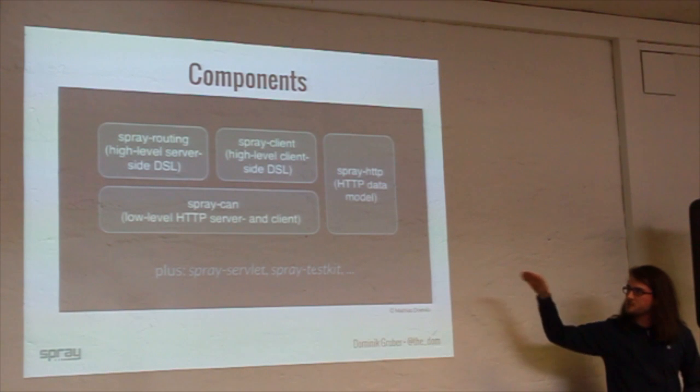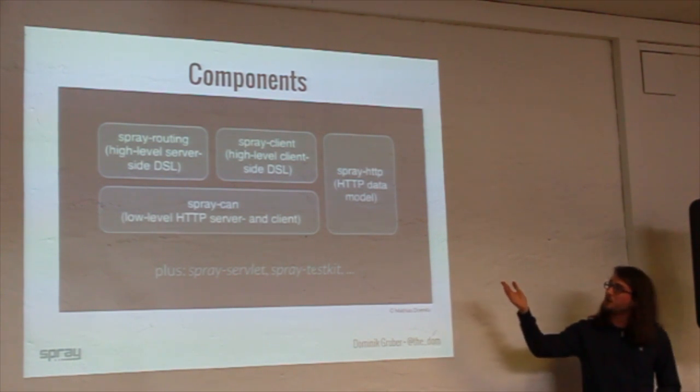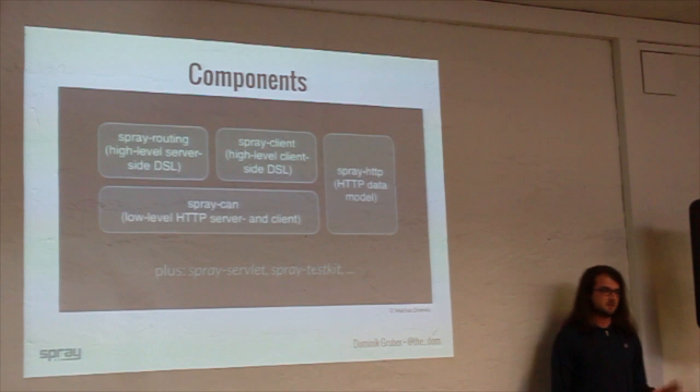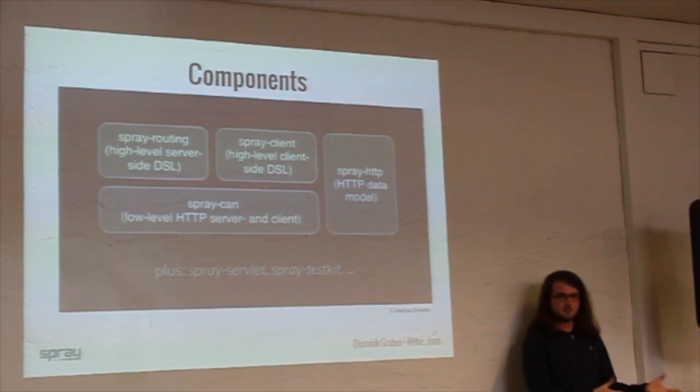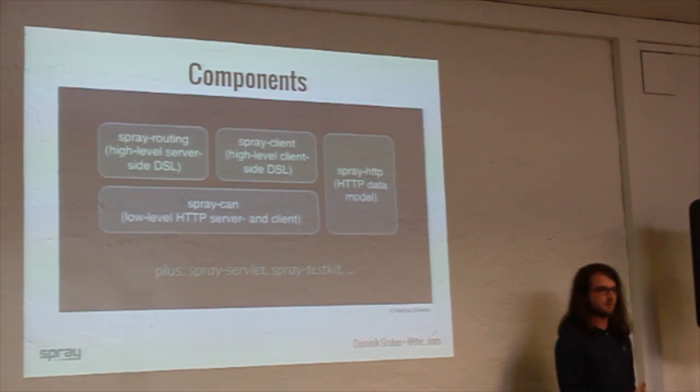Then on the bottom, you see SprayCan. SprayCan is a low-level HTTP server and client. So you could use those, but most of the time you would probably use either Spray routing or Spray client, depending what kind of stuff you would do. I'll show you later why that is. Spray client is obviously for client stuff if you want to consume an API or want to talk to another web service. And Spray routing is if you want to build your own REST web service.